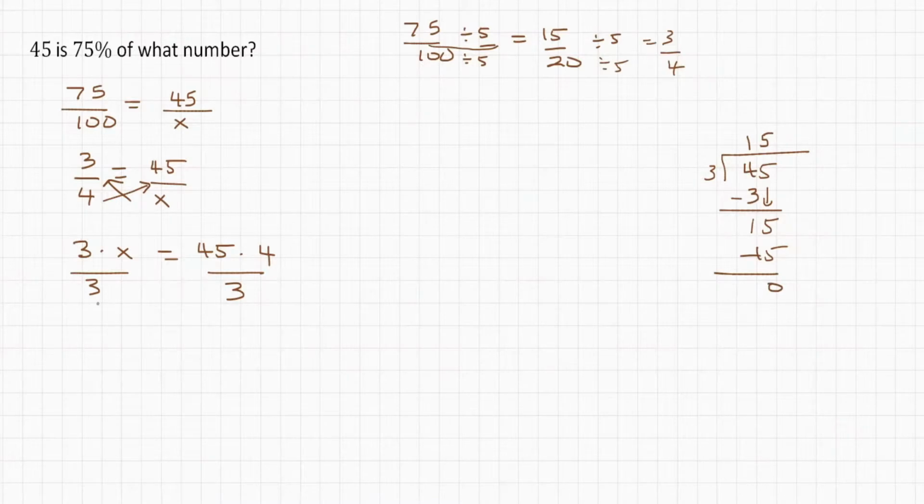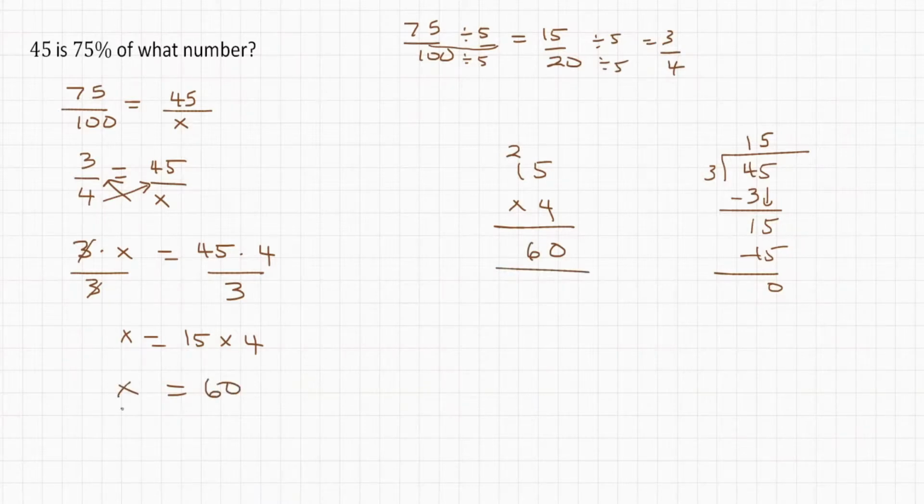So this is going to cross out 3 and 3. So we have x is equal to 15 multiplied by 4. 5 multiplied by 4 is 20. So that is 0. We carry 2 up here. 1 multiplied by 4 is 4 plus 2, 6. So this is going to give me x equal to 60. And so therefore, 45 is 75% of 60.